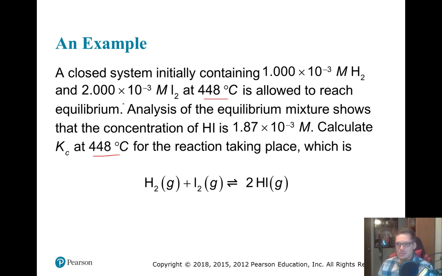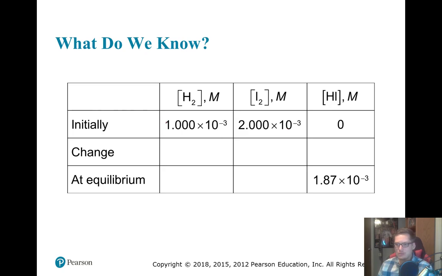So essentially, the first step is we're going to tabulate our values. This is our initial concentration of hydrogen. This is our initial concentration of I2. And this is what the system initially contains, right? So the starting concentration of HI would be 0. And then it says at equilibrium, we have this much HI. So we're going to take these values and throw them into our table. These are our initial, change, and equilibrium rows, and these are the columns for each of these.